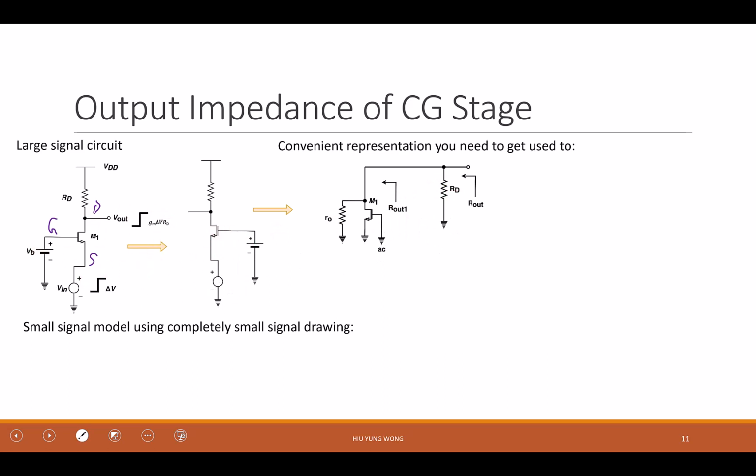Again, I just put the V out here, right? This is V in, right? This is source, this is drain, and this is the gate. Is this okay? Right? I just connect it. Now, I can draw the small signal model like this. I can draw it like this. And I'm going to draw it on another side.